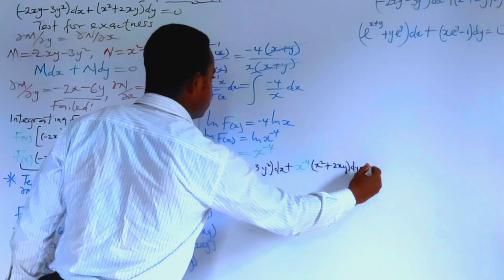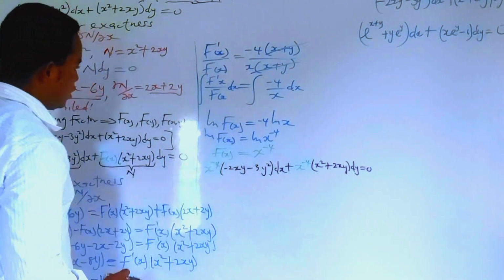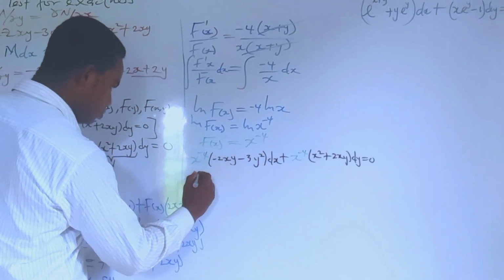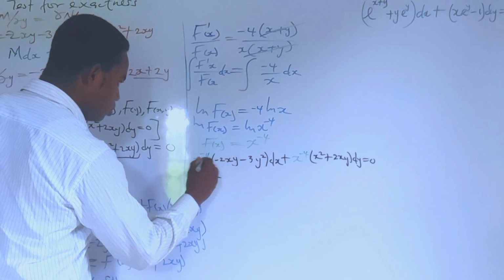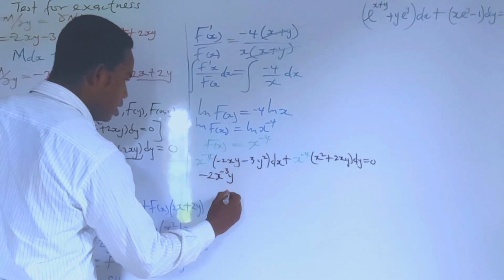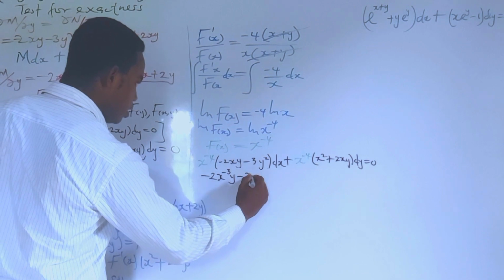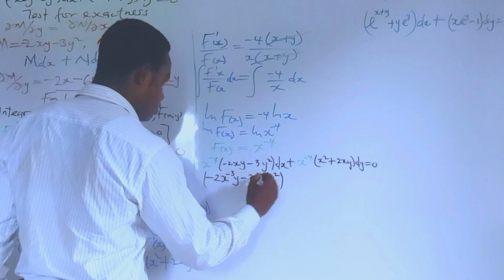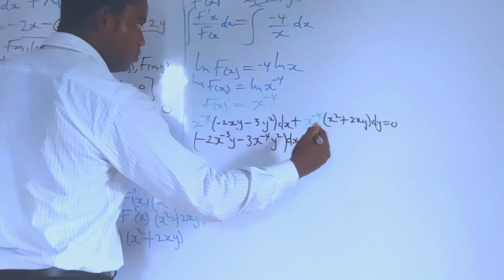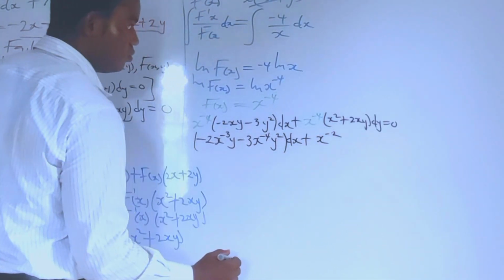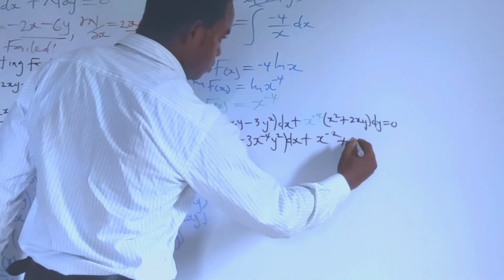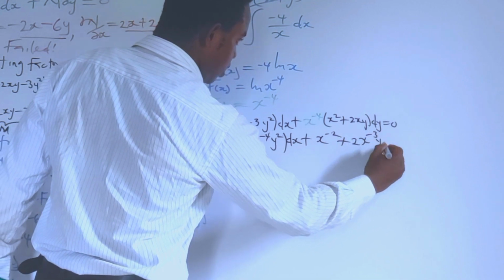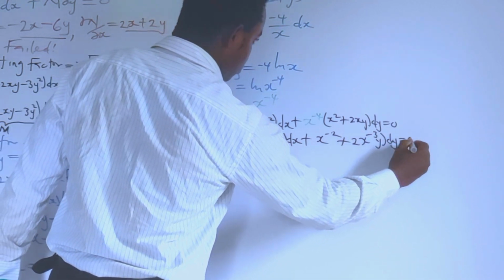Okay, so this is equal to 0. So what's next? Let me open the bracket here. When we open the bracket, we have negative 2x raised to power negative 3y minus 3x raised to power negative 4 y raised to power 2 dx, and plus x raised to power negative 2, right? And plus 2x raised to power negative 3 multiplied by y dy equals 0.